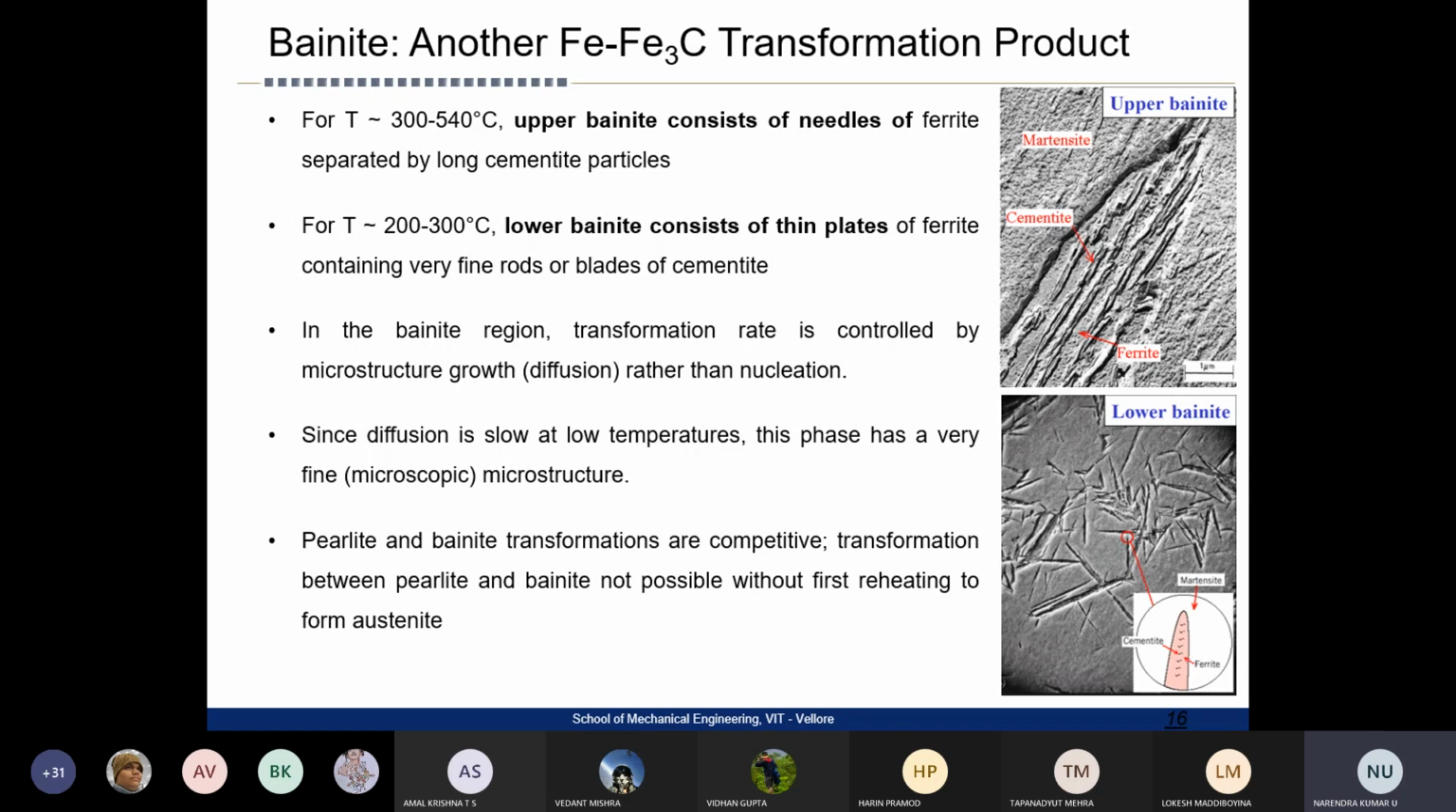So when do you get upper bainite? If you go with a temperature between 300 to 540 degrees Celsius, you end up in upper bainite. And if you are in the range between 200 to 300 degrees Celsius, you end up in lower bainite structure.